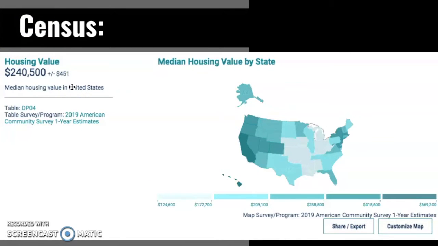Housing values, some of you, especially because we live in Shamokin, you might say, like, what? The median housing value is almost $250,000. And you can take a look here at the key to go look at the different states. So Pennsylvania's up there.